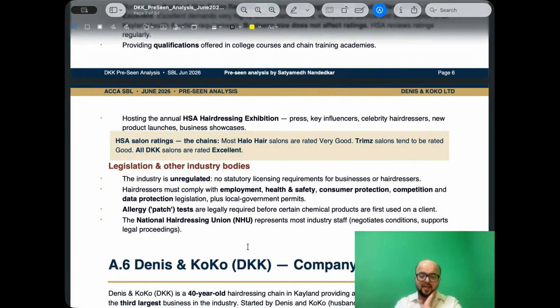Allergy tests are legally required before certain products are first used on a client. I think apparently before applying hair dye and all, they test it on your skin first, and if it works, you can use it. So that's another regulation. Otherwise, if something burns, it will directly become a case. And the National Hairdressing Union represents most industry staff. So it's like a trade union kind of a thing.